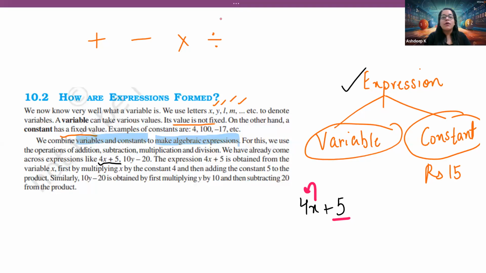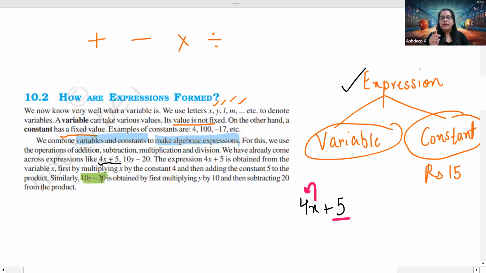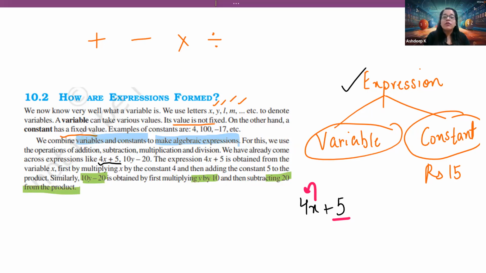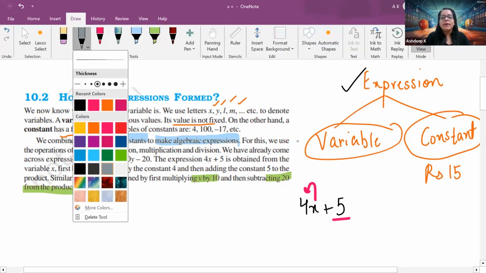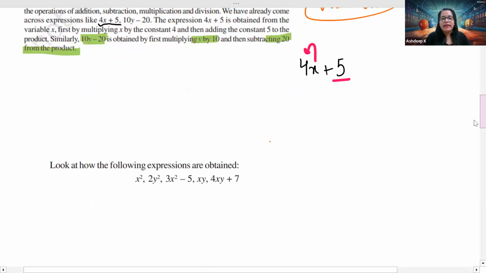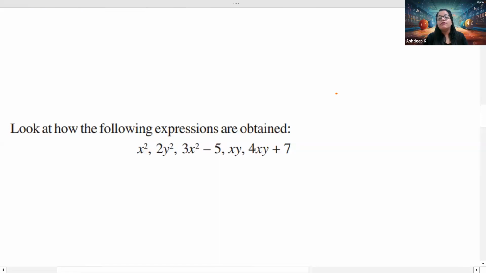Similarly, if we talk about another example, we have 10y minus 20. First of all, we have the variable y. We multiply y by 10 and then subtract 20 from the product. So we got the expression. This is simply how algebraic expressions are formed. Now to understand this, let's take an example. Look at how the following expressions are obtained.